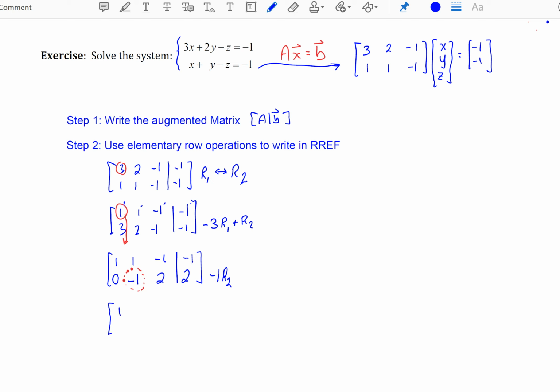In doing this row operation, the first row does not change. So -1 times 0 is still 0. -1 times -1 is 1. -1 times 2 is -2. And -2 again.